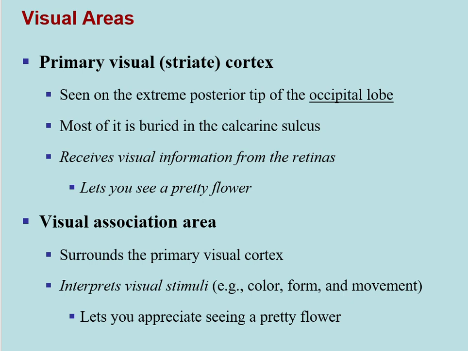So it receives that sensory information about vision, and it receives visual information from the retinas. So it lets you see a pretty flower. But you can't appreciate seeing a pretty flower or think it's even pretty if you didn't have the visual association area that surrounds this primary visual cortex, because it actually interprets the visual stimuli, gives you information about color and form and movement, and lets you make a decision. It's the integration space for vision.